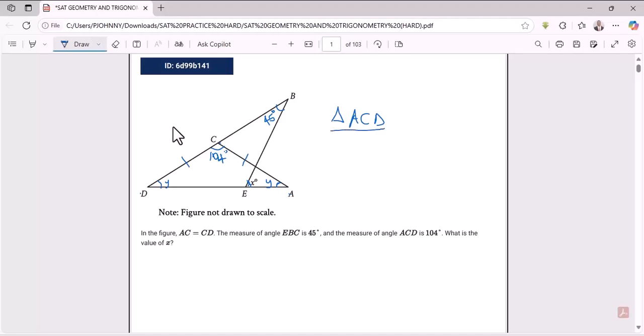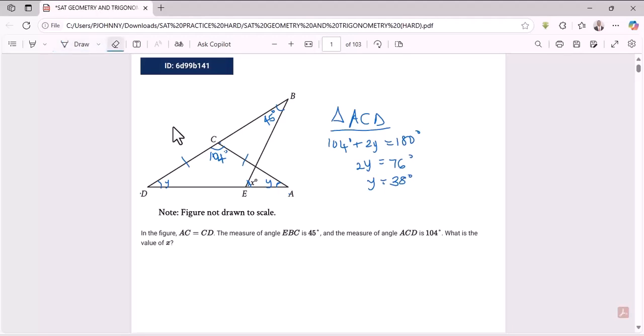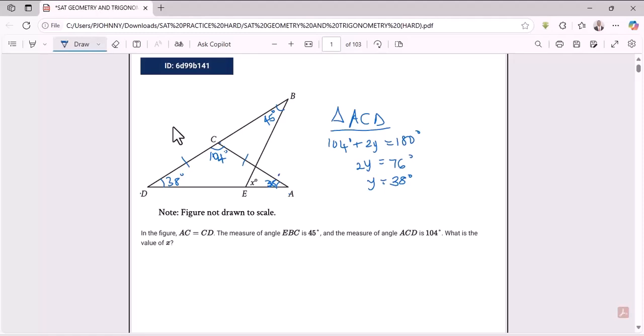So if you consider triangle ACD, you're going to have 104 degrees plus 2y equals 180 degrees. So 2y will be equal to 76 degrees, so y is equal to 38 degrees. So each of these angles here is going to be 38 degrees. Okay, so for us to get x, it seems we'll have to get this other angle in this small triangle here. But let's see what else we can do.